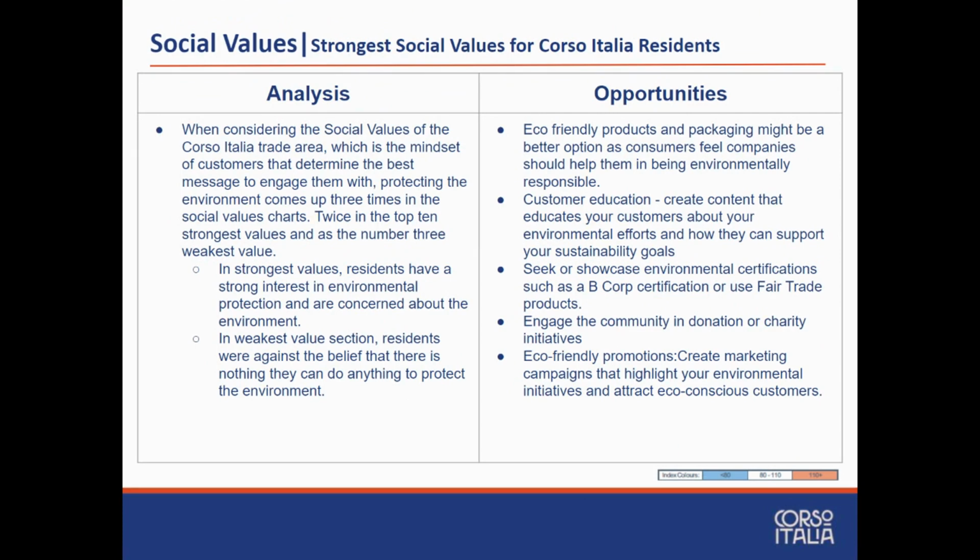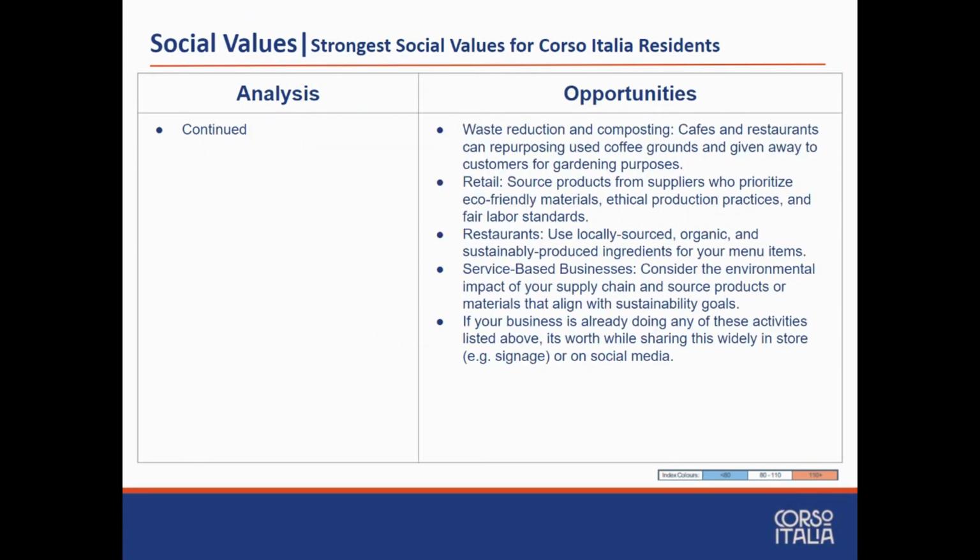But it doesn't stop there. There's other ways that you could also consider that may be more specific to your unique business, like waste reduction and composting for cafes and restaurants, looking at repurposing used coffee grounds and giving away these used coffee grounds to customers for seasonal gardening purposes. Additionally, retail could consider sourcing products from suppliers who prioritize eco-friendly materials, ethical production practices, and fair labor standards. Restaurants can use locally sourced, organic, and sustainably produced ingredients for your menu items.